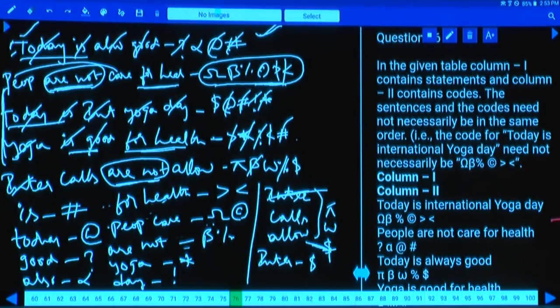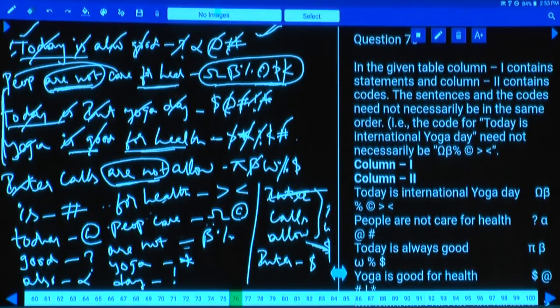Then question number 76. What is the code for yoga? The code for yoga is star. The code for yoga is what? The code for yoga is star.